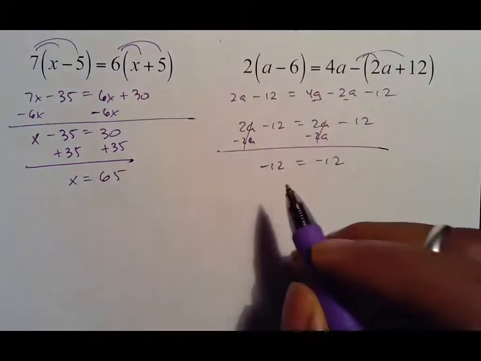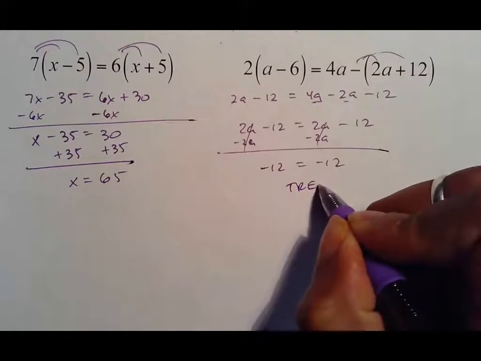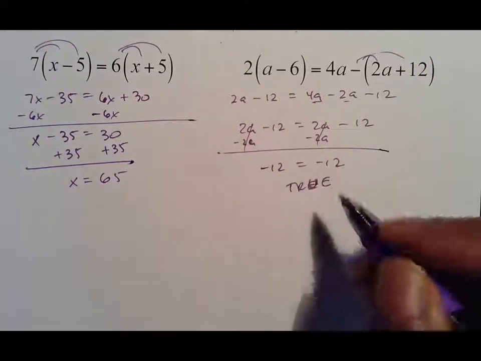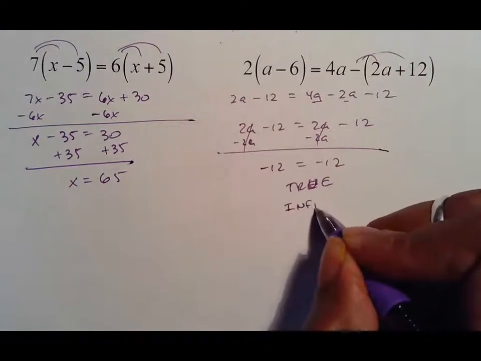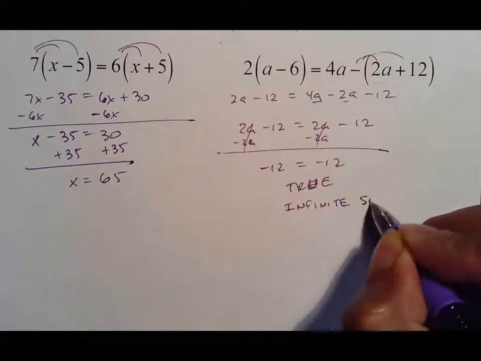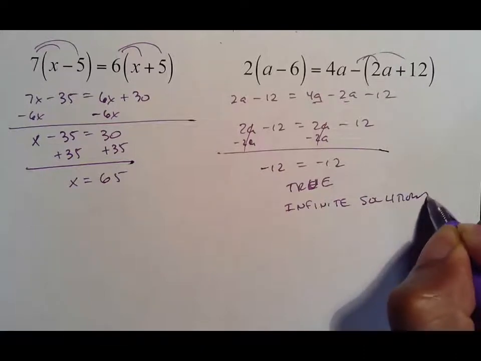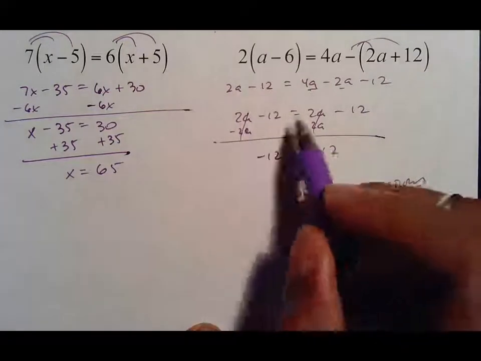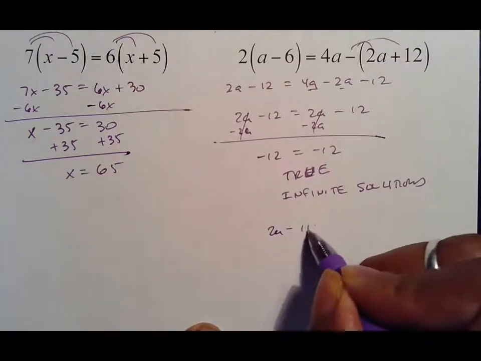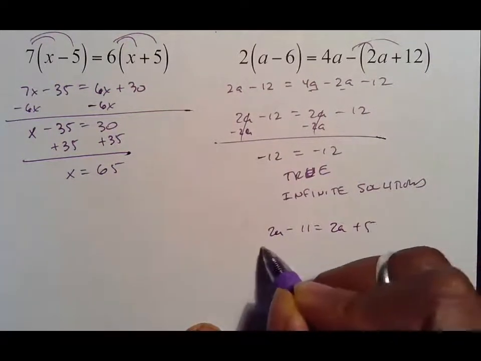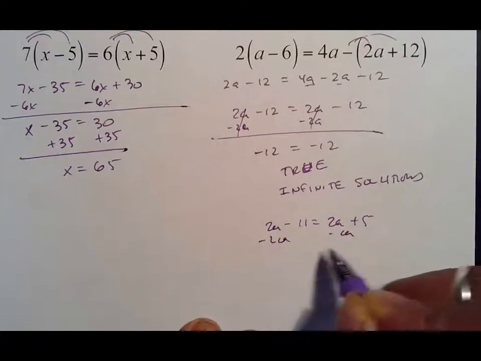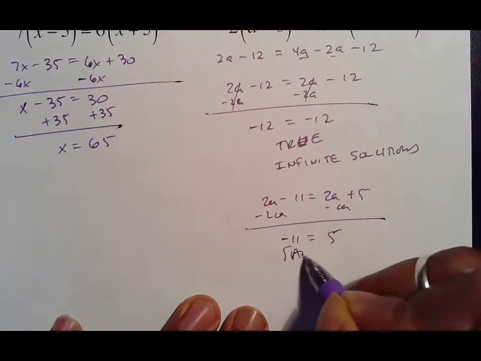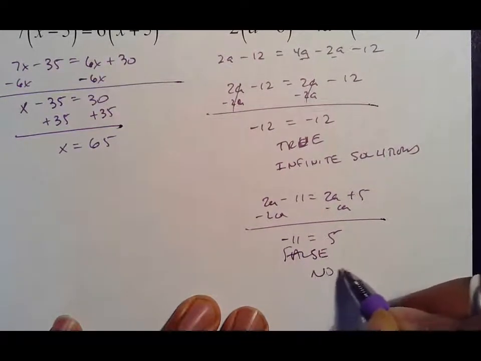Whenever this happens and you get a true statement, because negative 12 is equal to negative 12, then you would put infinite solutions, which means that it will always be true. If, for example, though we did this and this was 2a minus 11 equals 2a plus 5, and you subtracted your 2a and subtracted your 2a and got negative 11 equals 5, and that's false, that would be no solution.